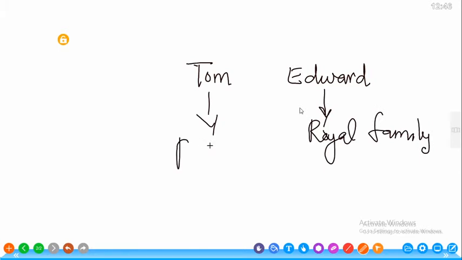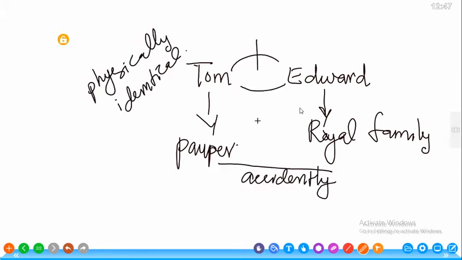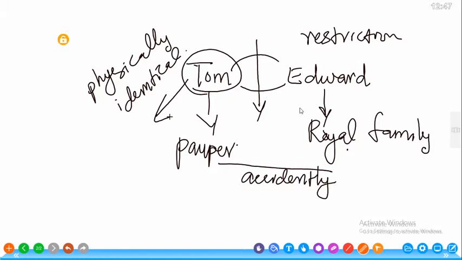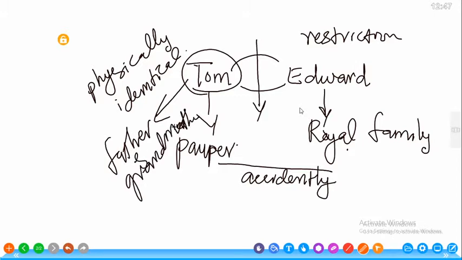Tom is from the Pauper family. Accidentally, both of them lived in a restriction. His mother, father, and grandmother. Here, Tom's major work is begging.